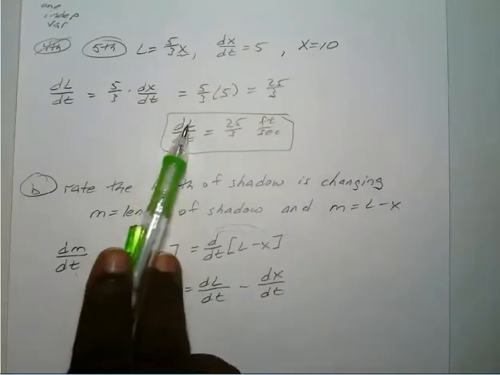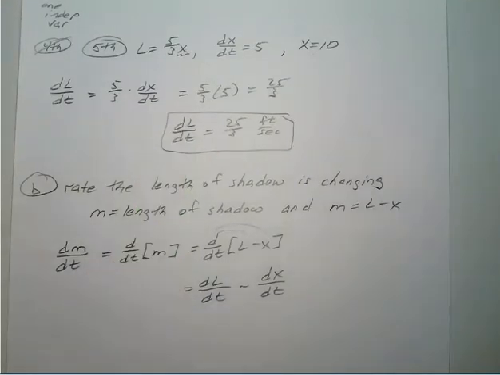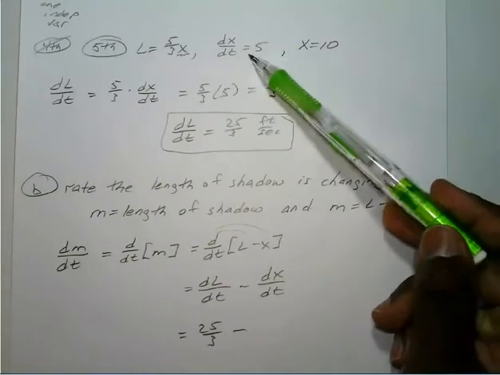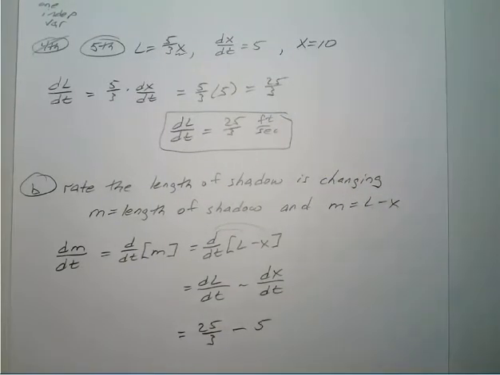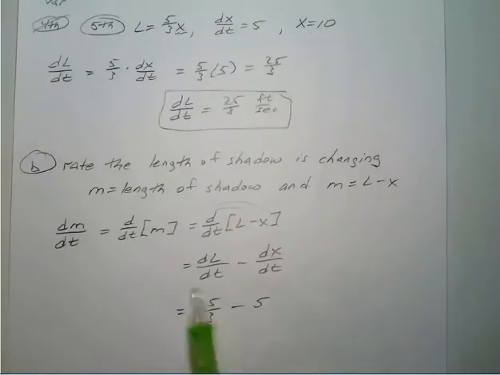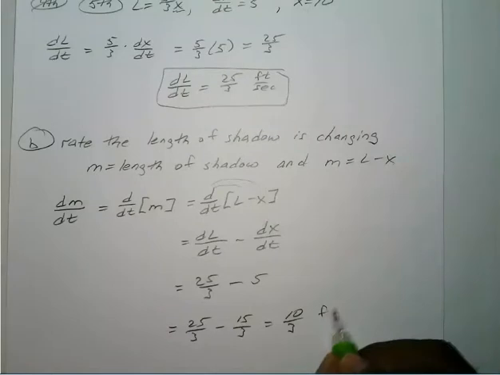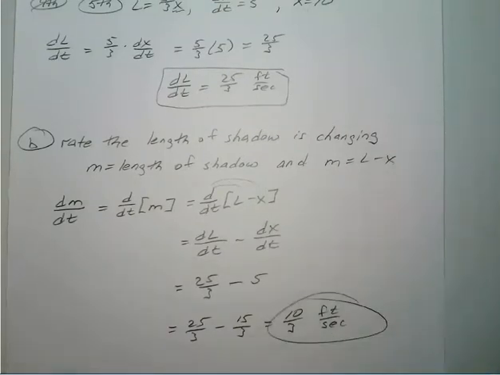Okay, so we already solved for our derivative of L with respect to t. So that's 25 over 3 minus, we know that our dx dt is 5. So we can go ahead and subtract these. We'll make this 15 over 3 just to get our like denominators. So 25 over 3 minus 15 over 3 will equal 10 over 3 feet per second. And that's the rate that the length of the shadow is changing as he's walking away.